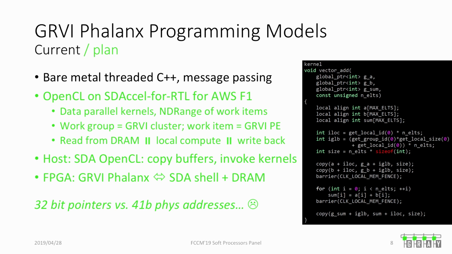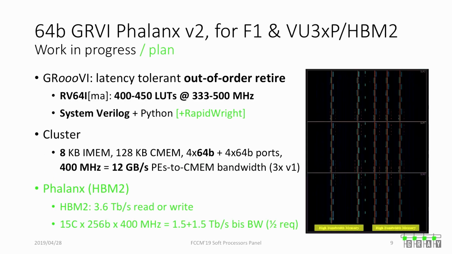Now, currently, I've got 32-bit processors, and that isn't a great match for Amazon F1 16 extra large, which has 1.5 terabytes of RAM. So I really need a larger address space. So I'm currently building a 64-bit extension to Gruvbox. And it's a latency-tolerant design, so it can do out-of-order retirement. It's a very area-efficient way to absorb the memory latency going through the cluster interconnect to RAM, or going through multi-cycle function units. So this is also a compact soft processor, 400 to 500 LUTs.